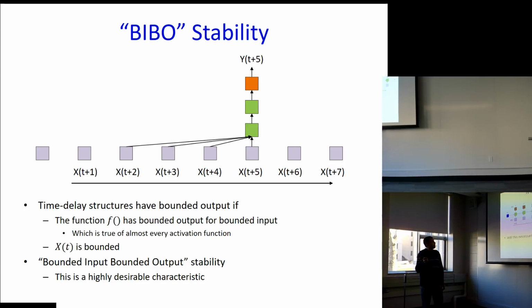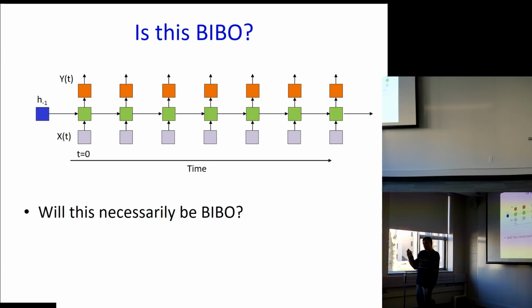Now, something like this, is this going to be bounded input, bounded output? Yes. Actually, you're right. So anyone else? That's exactly the answer, right?